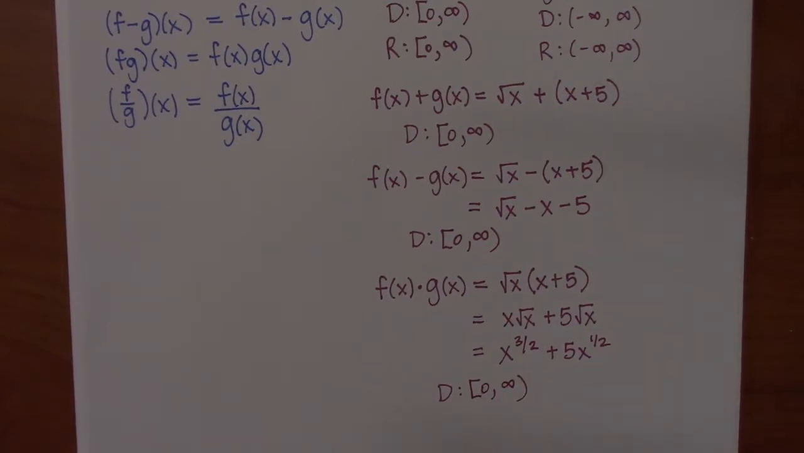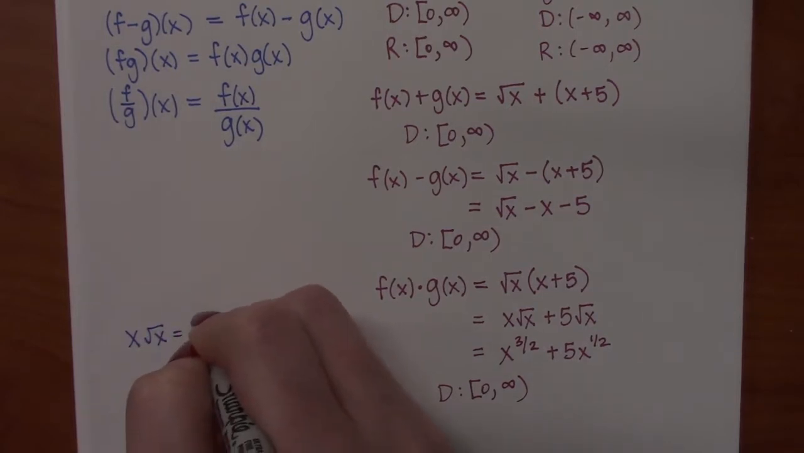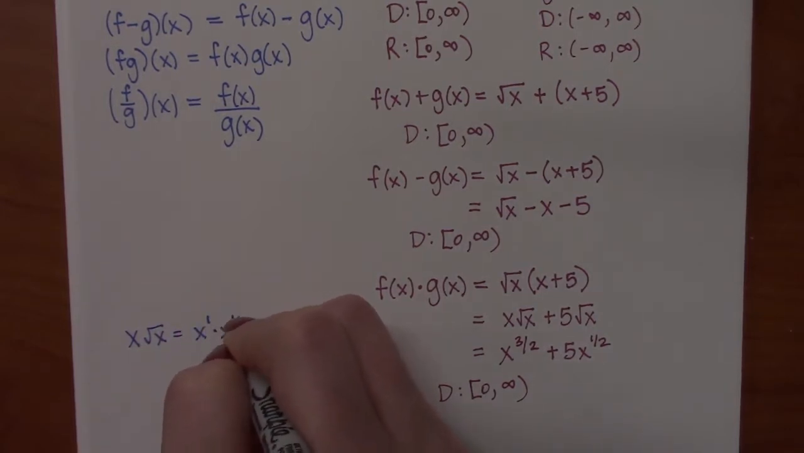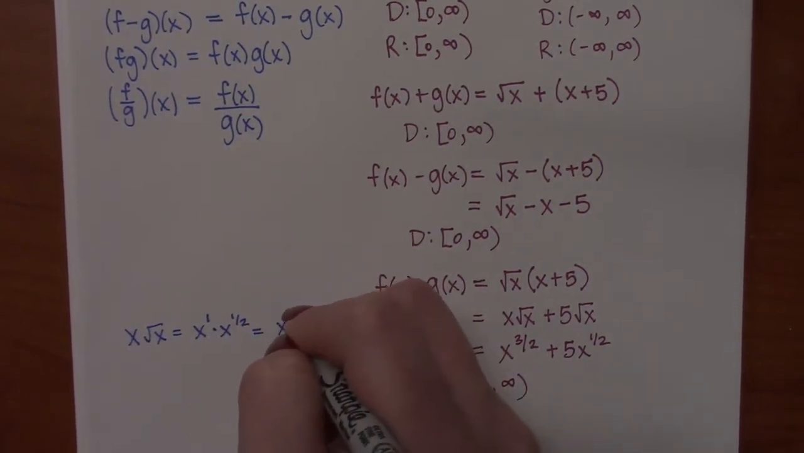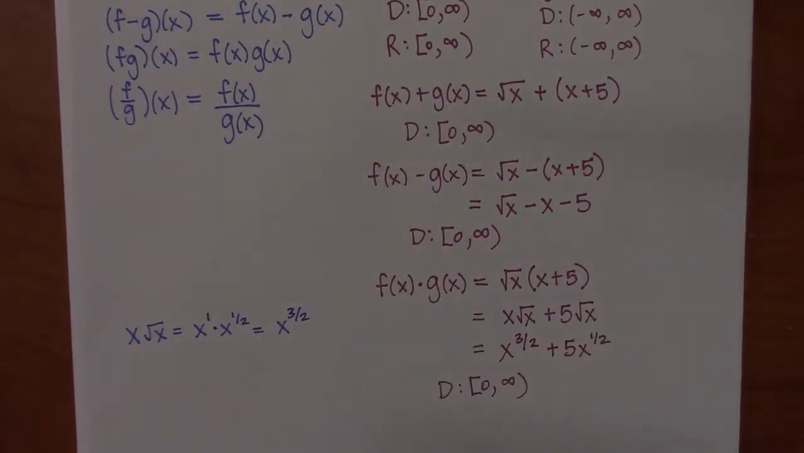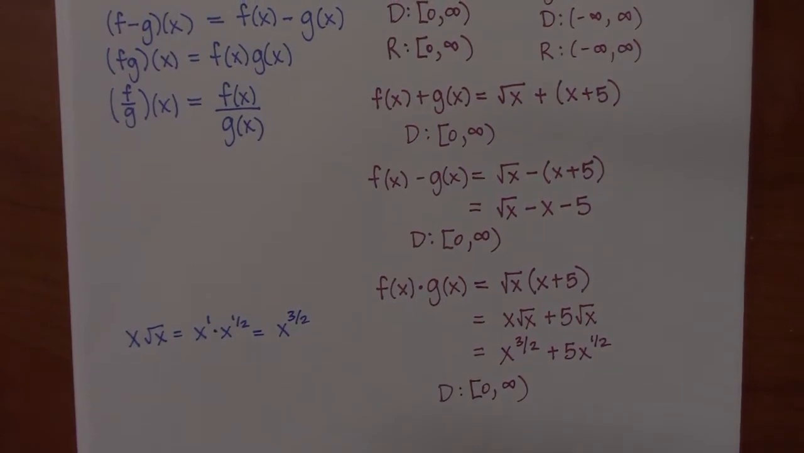Wait, why is it 3 halves and 1 half? Because x root x is the same thing as x to the 1 times x to the 1/2. And when you have the same base, you add the exponents together, right? So like x squared times x cubed is x to the 5th. You add the exponents together. You can do the same thing with fractional exponents as well. That's just the rule of exponents, as long as they're the same base.